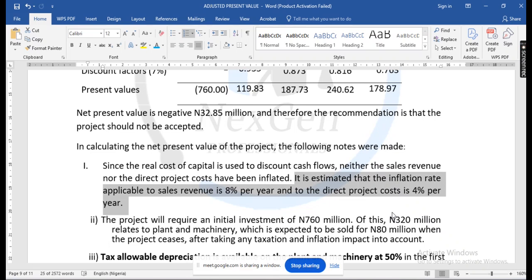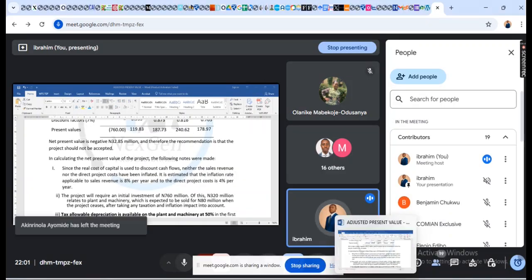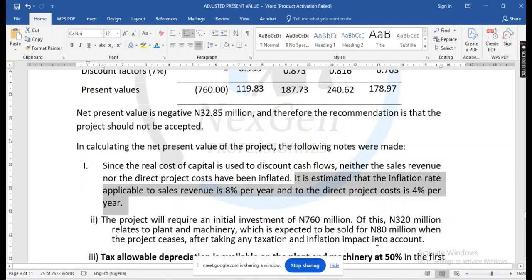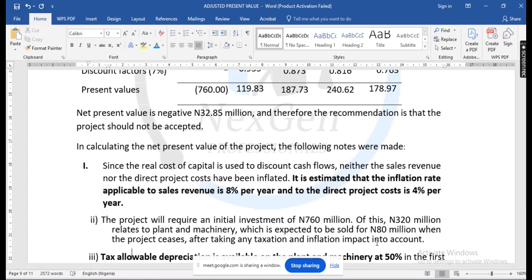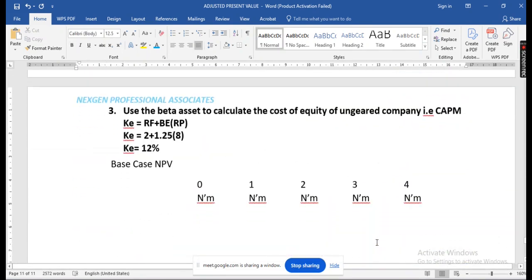So class, are we still together, please? So we have to inflate the revenue as well as the direct project costs. So quickly, the revenue, right? We inflate it. Revenue will be inflated by how many percent? 8%.